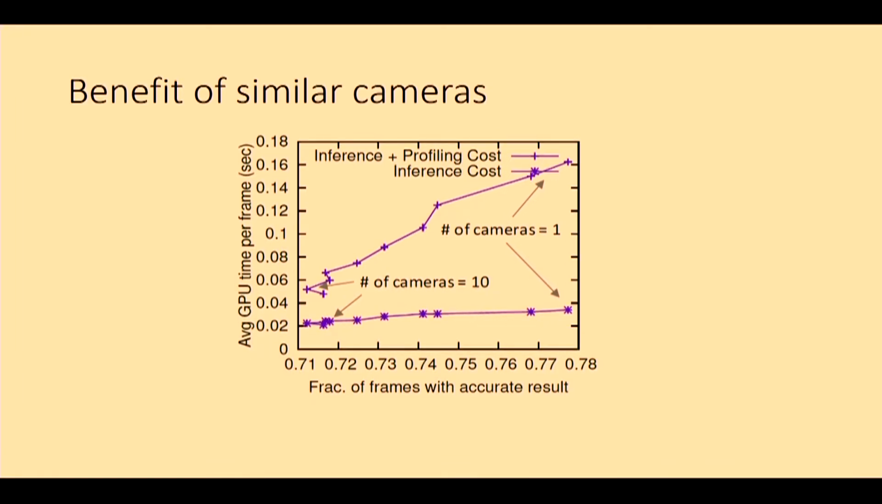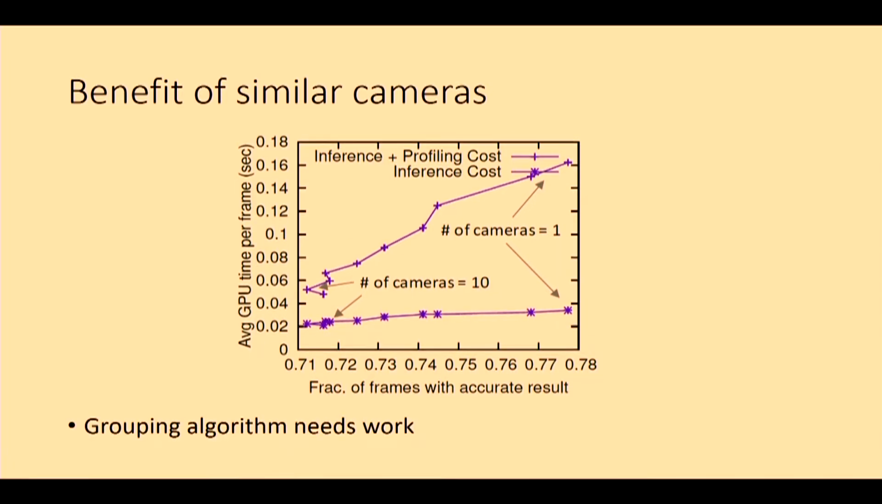Now, notice that our accuracy also dropped. But look at the y-axis, right? It's going from 0.78 to 0.71. So accuracy didn't drop too much, but it did drop. And the main reason for this is our grouping algorithm, at least that's what we believe. It's very naive, and it includes multiple cameras that are not as similar as we would like. So there's definitely a lot of work that can be done if we use fancier grouping algorithms.